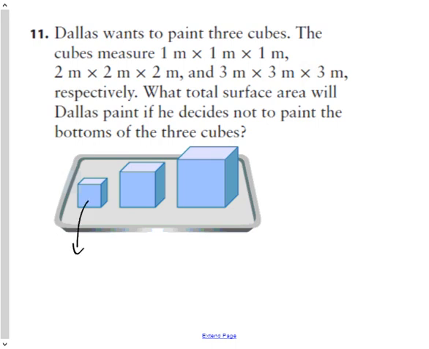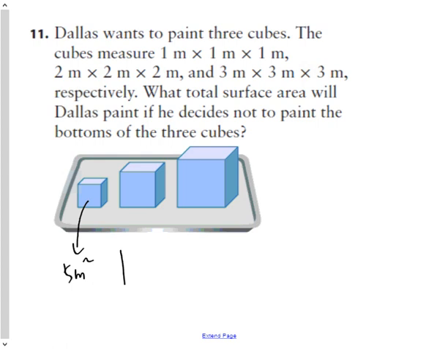So if we think about this cube as a net, each face will be 1 meter by 1 meter, which means just one face of that cube is 1 square meter. And since he's not going to paint the bottom, the surface area of that cube will be 5 meters squared.